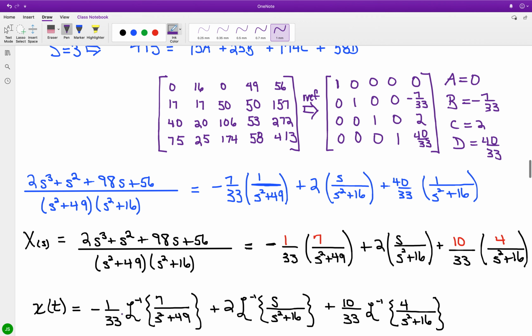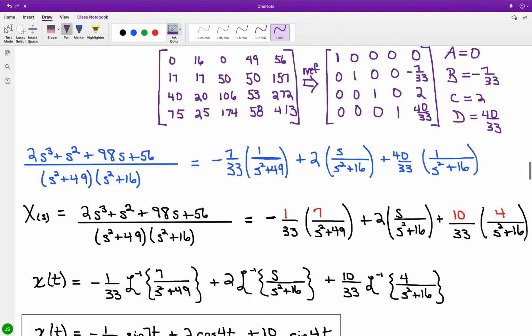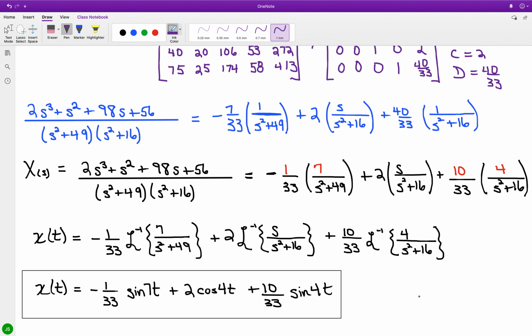So for x of t, we have negative 1/33 of 7 over s squared plus 49. Now that would be the sine of 7t. And next, we have the inverse Laplace transform of s over s squared plus 16, and this would be the cosine of 4t. And for the last term, the inverse Laplace transform of 4 over s squared plus 16, we're going to have the sine of 4t. So in the solution, x of t is equal to negative 1/33 of the sine of 7t plus 2 times the cosine of 4t plus 10/33 of the sine of 4t.